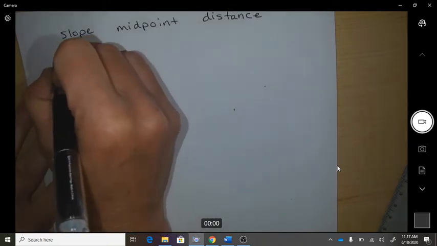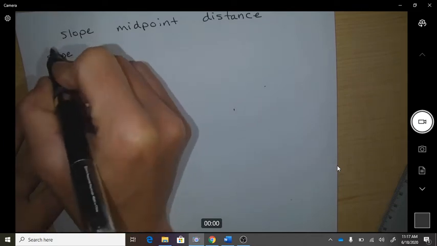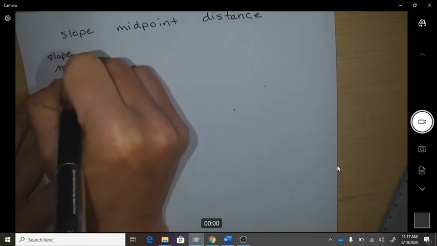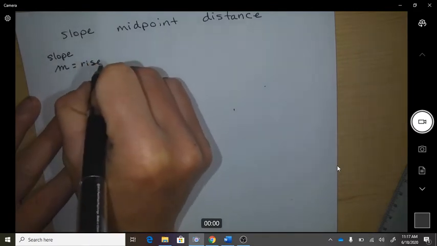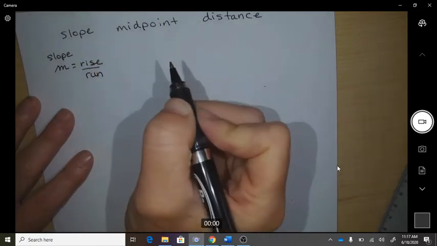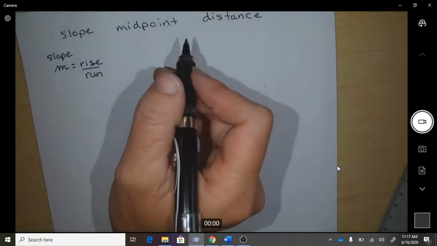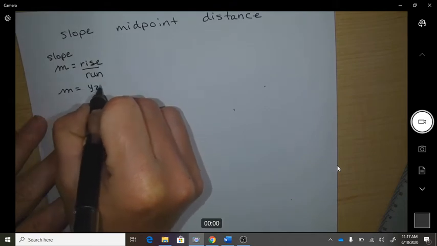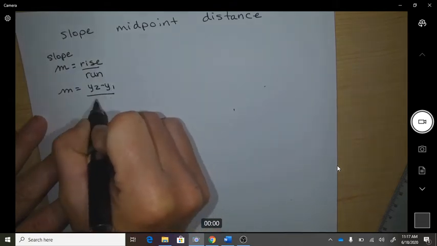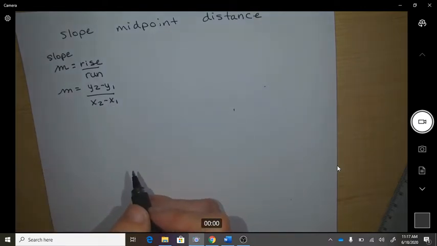So this is slope, which is actually an M in a formula. It's going to be your rise over your run. So how far do you rise up between points and how far do you run across? Rising would be the difference in your heights, and running is the difference in your x's.